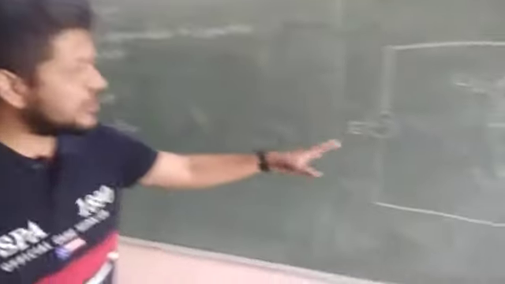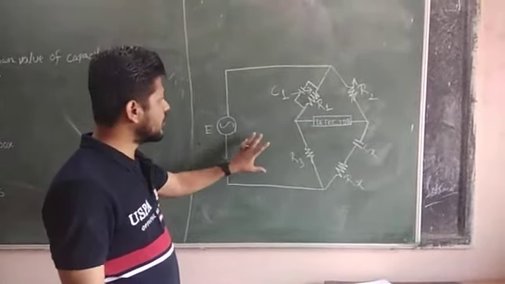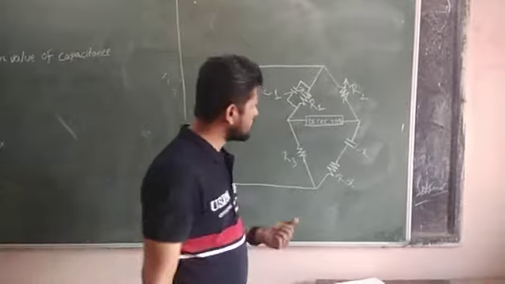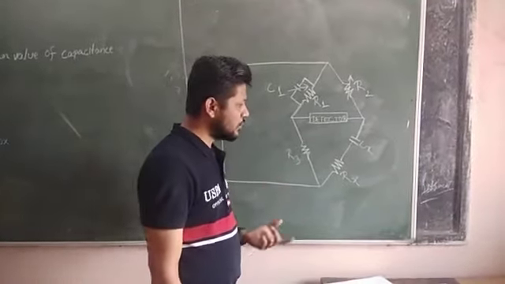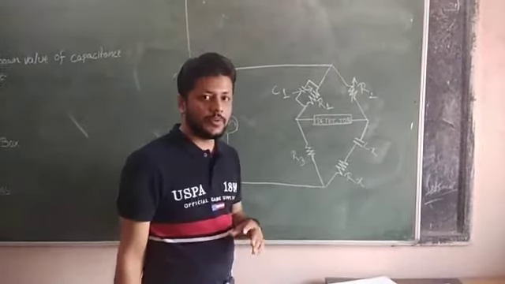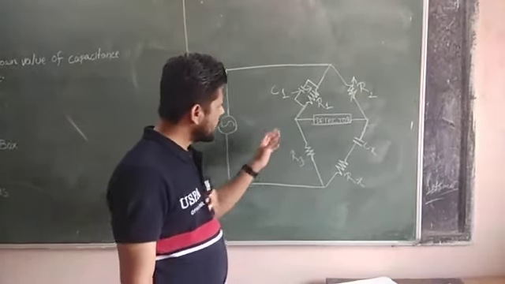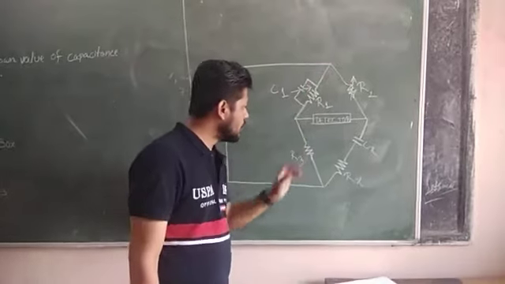Now see the theoretical circuit diagram. Here I have drawn the theoretical circuit diagram for your Schering bridge. As I have explained earlier, this Schering bridge is also an AC bridge. Only the Wheatstone bridge is a DC bridge. Any other bridge is an AC bridge, and each bridge consists of four arms.